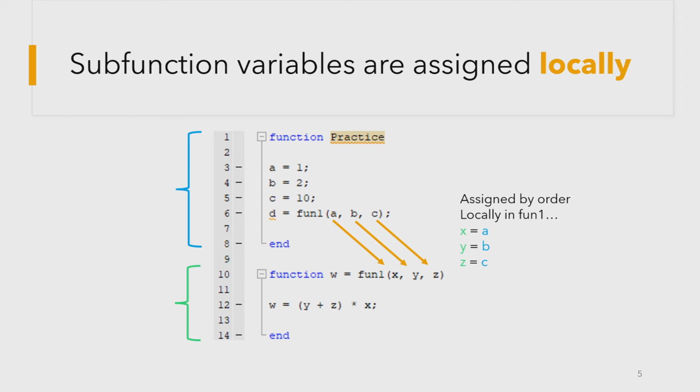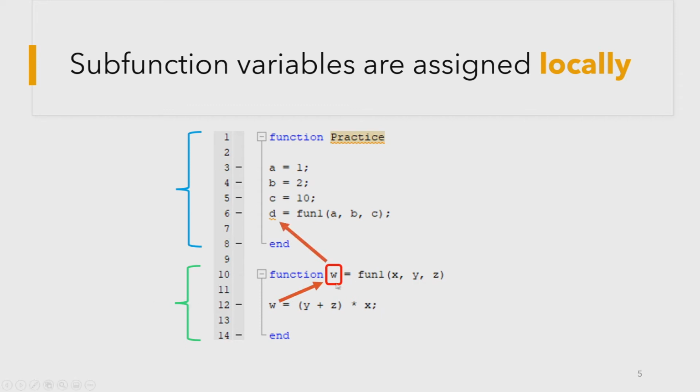X in the subfunction becomes A from the main function. Y in the subfunction becomes B from the main function. Z from the subfunction becomes C from the main function. And then these can be assigned based on name. And then we're going to look for something called W inside our function. That's going to be in line 12. We're going to send it off. And then the value of W will actually now be stored in the value of D. So it's kind of the reverse of the inputs.